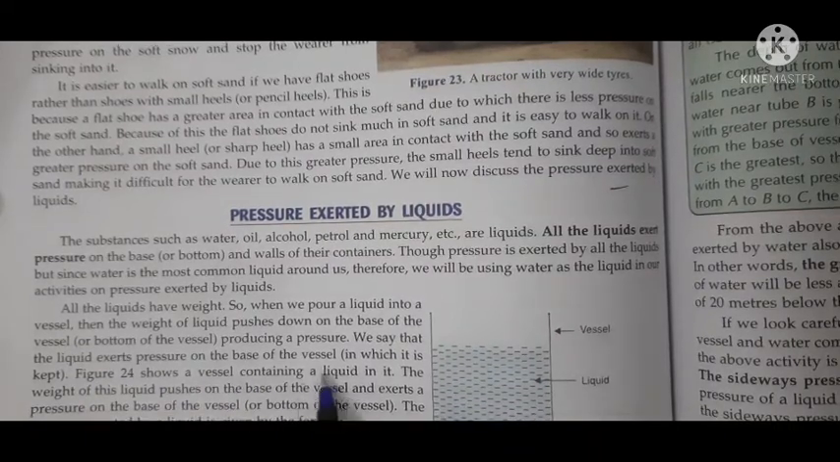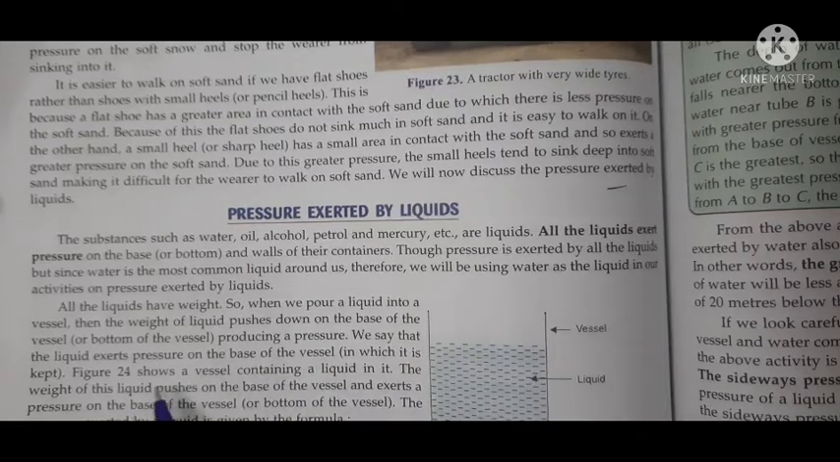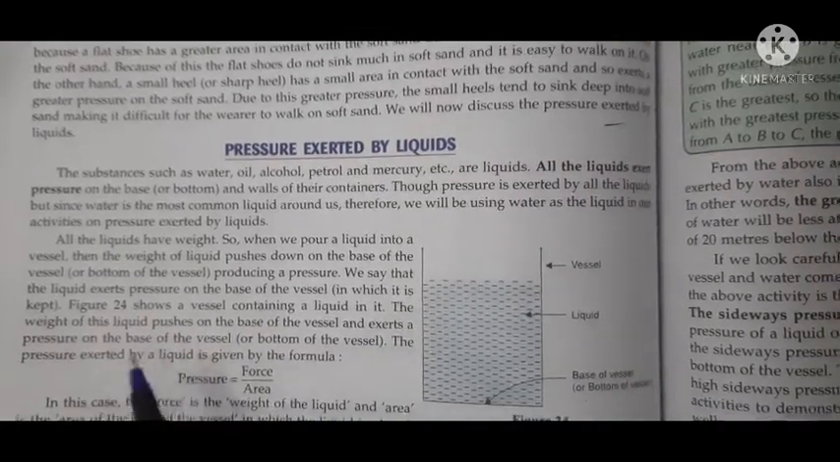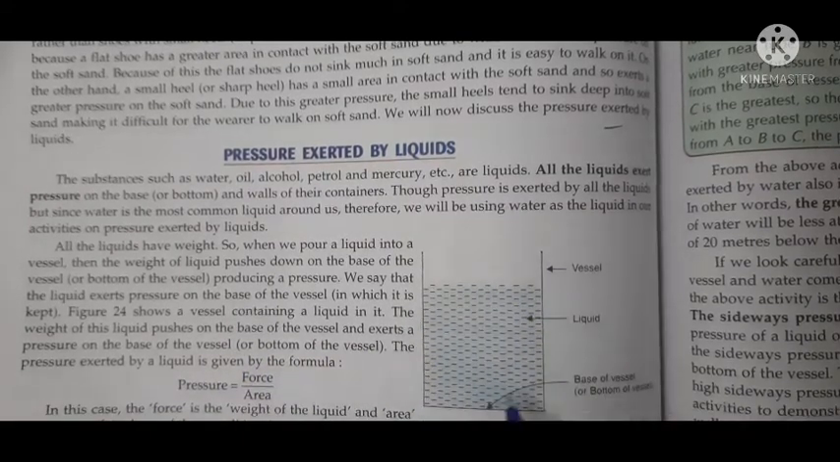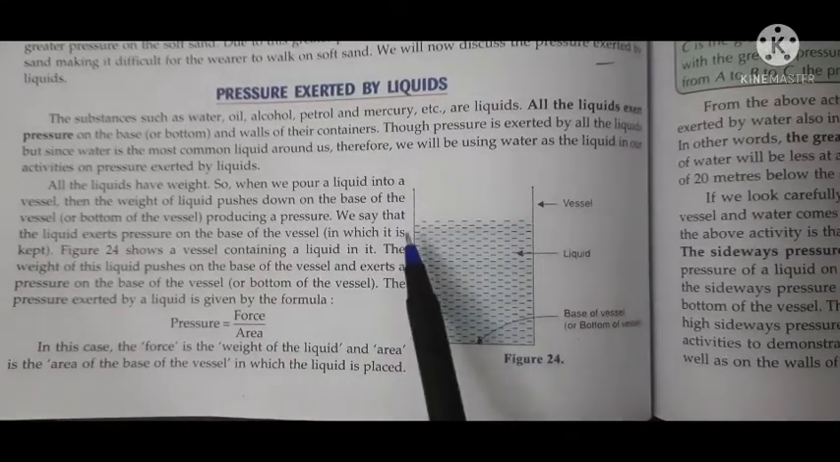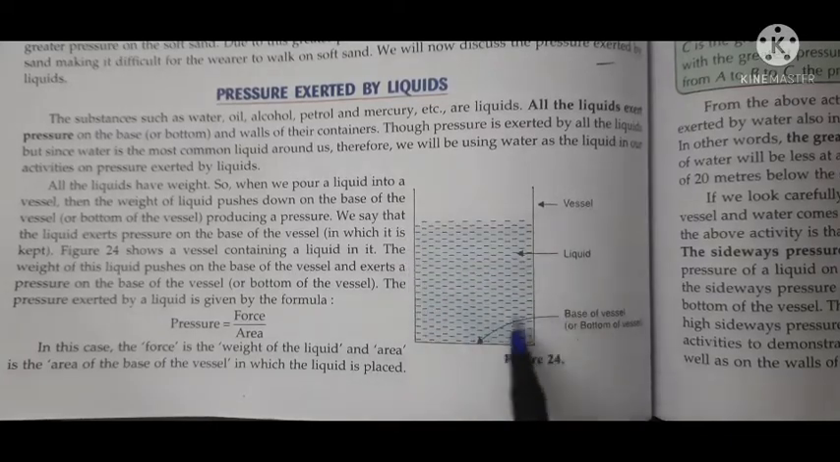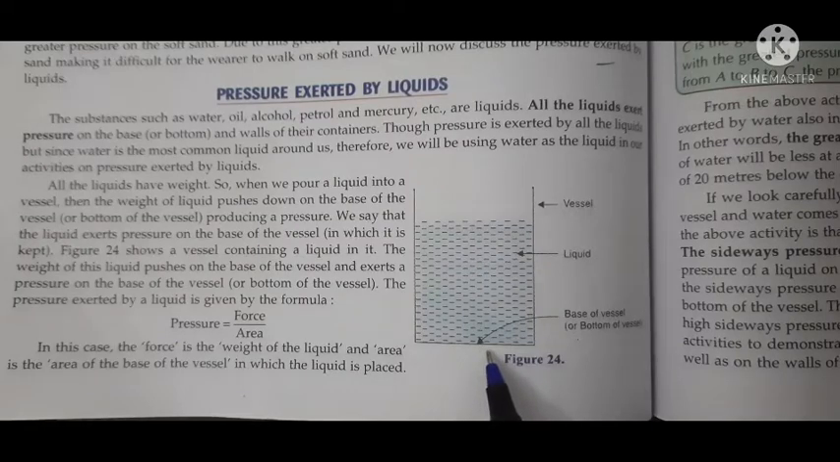This is the base of the vessel in which the liquid is kept, and also the sides of the container. This figure 24 shows the vessel containing a liquid in it. The weight of the liquid pushes on the base of the vessel and exerts a pressure on the base of the vessel. Suppose this is the vessel, which is also called a container, and here water is taken. So the whole of this water has some weight. So is that weight exerted here or not?